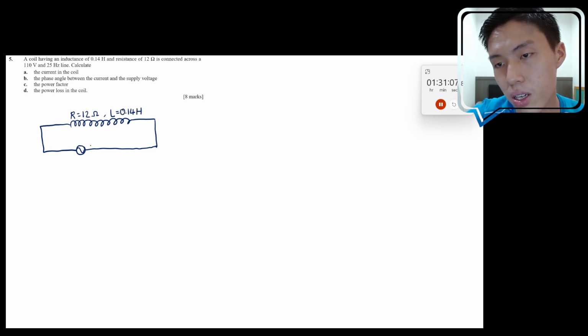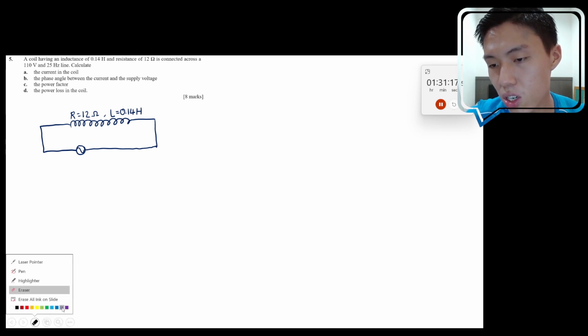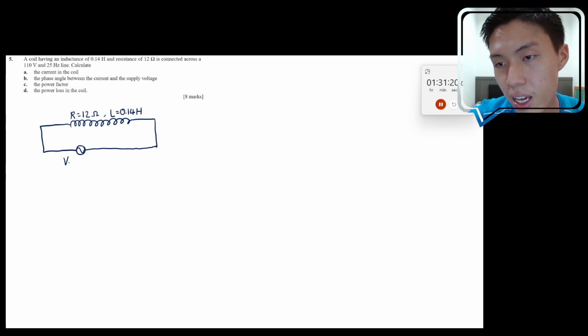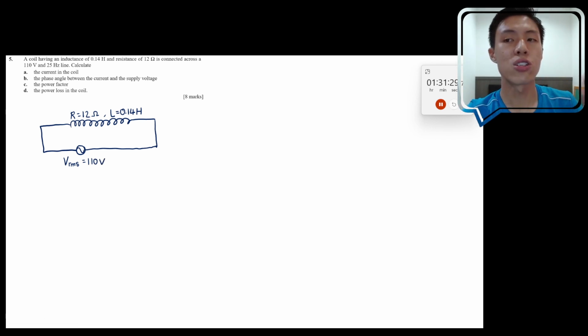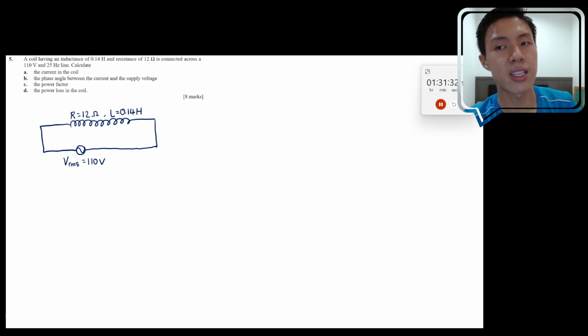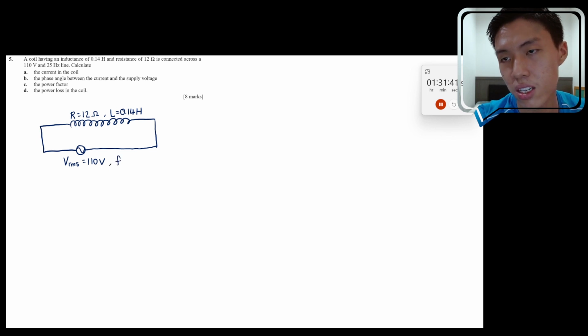Now what about the power supply? It's a 110 volt power supply, but because they didn't specify whether this is peak voltage or RMS voltage, then under the situation where they don't specify, it will be RMS voltage. Why? Because RMS voltage is the one which is more representative of the sinusoidal voltage. So usually when we don't specify it's peak, that means it's RMS. If we specify it's peak, then only it will be peak. So VRMS is equal to 110 volt and the frequency is 25 hertz.